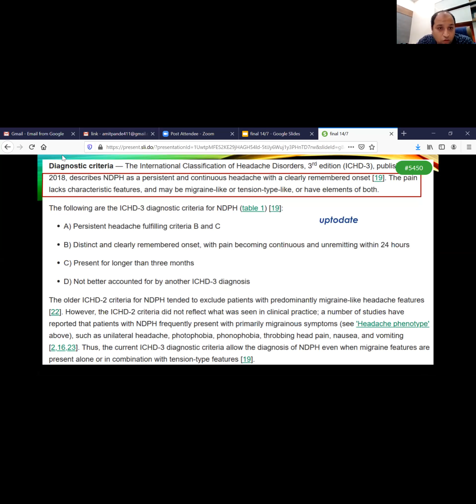Okay. So the following are the ICHD-3 diagnostic criteria for NDPH. Persistent headache with a distinct and clearly remembered onset, with pain becoming continuous and unremitting within 24 hours, present for longer than 3 months, and the disorder should not be better accounted for by any other ICHD-3 diagnosis. Okay, so remember NDPH will have both types of headaches, migraine-like or tension type-like or elements of both. Okay, moving on to the next question, that is question number 11.